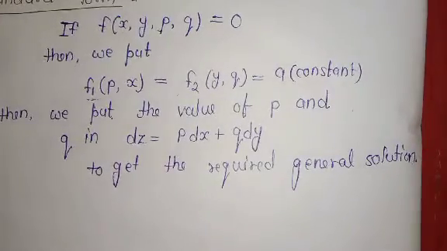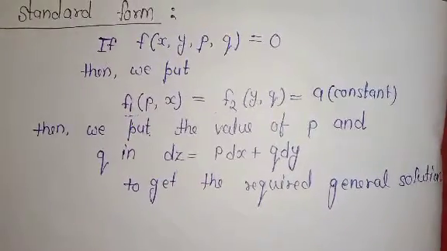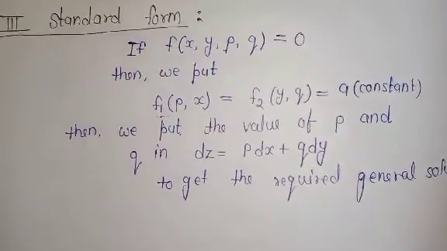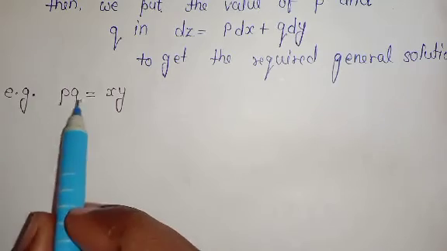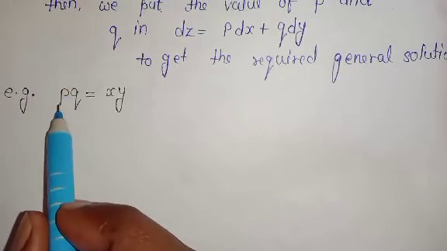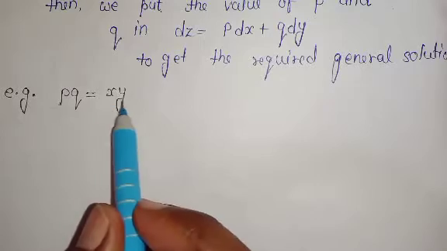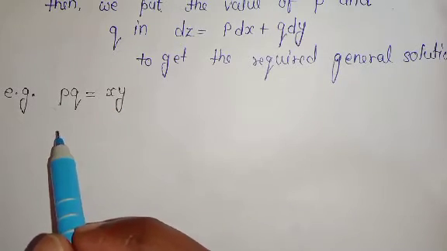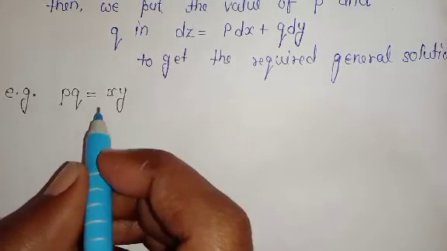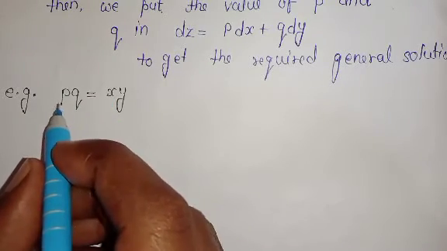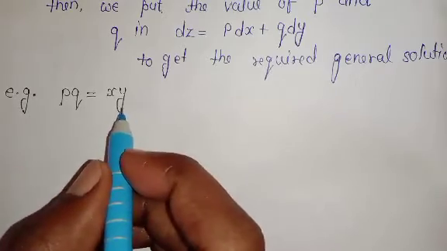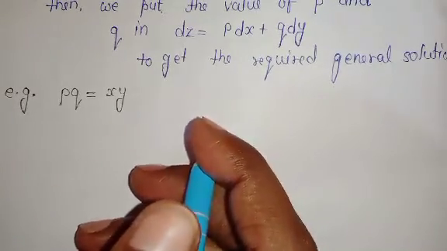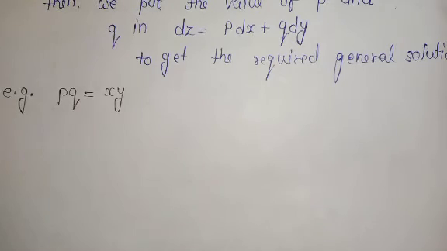So now I will take some examples for the third standard form, so that the standard form becomes more clear to you. So this is our example number 1. Here you can see the given function is present only in the terms of p, q, x and y. So we can apply the third standard form over here. Firstly, we take the terms of p and x at one side and the terms of q and y at the other side, and then we equate it to a constant, so that we can find the value of p and q to put into the general solution.